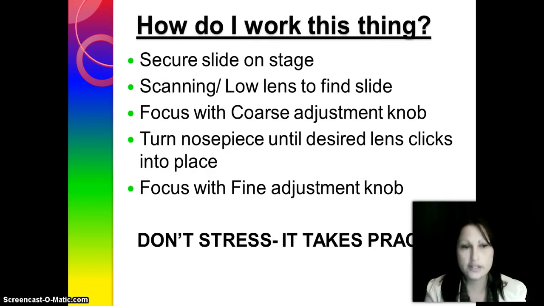All right, how do I work this thing? There's a whole lot of parts and pieces that we just talked about. So let's just go through some of the basic steps on how to do it. And again, don't stress out if you don't get it. It takes a lot of practice.